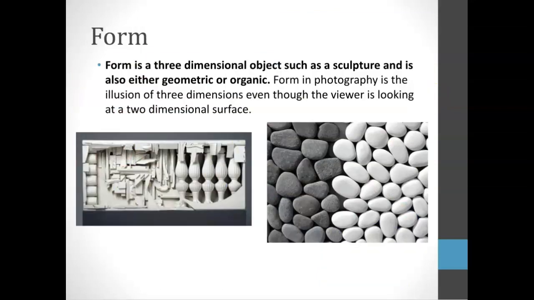The next one's called form. Form is three-dimensionality. So when we're photographing something, if we see the sides of it, if we see the value of the shadows on that object, we're going to start noticing the form. We're going to see how it really stands out.